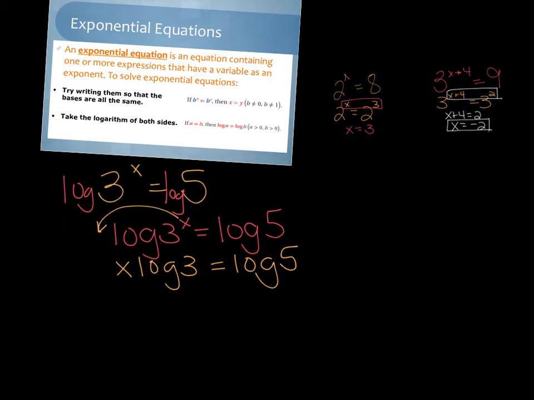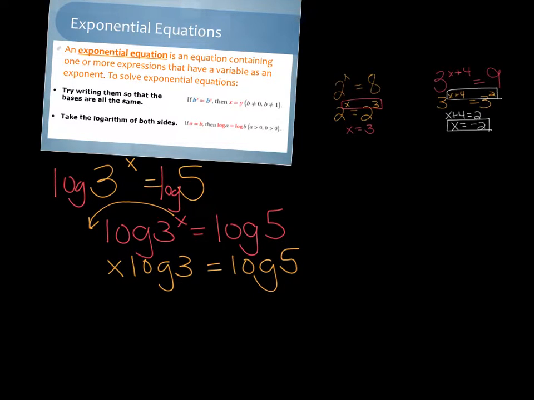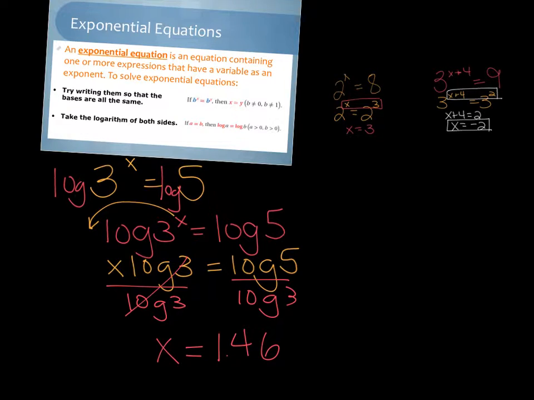And then if I was going to get that x by itself, how could I do it? Divide both sides by the log of 3. These end up canceling, and then this is where the calculator comes into play. So when you can't get it to change a base, and you have to log both sides of the equation, then you're going to use your calculator. I would simply type in log of 5, make sure you close your parentheses, divided by log of 3. And I get x equals 1.464, or 1.46.